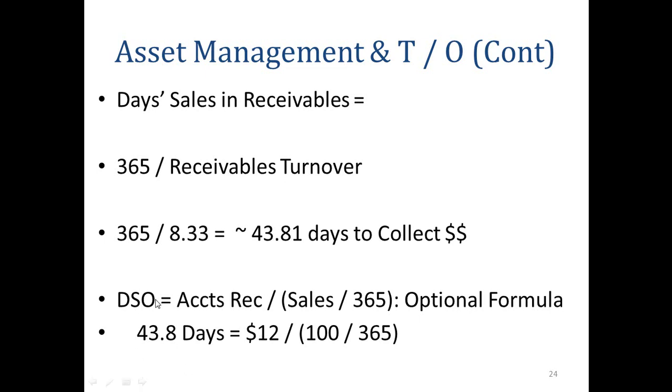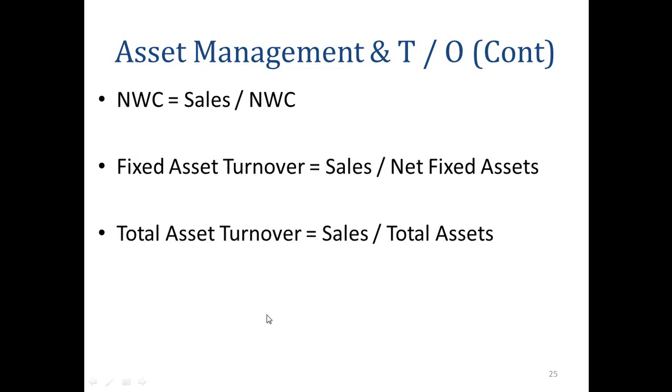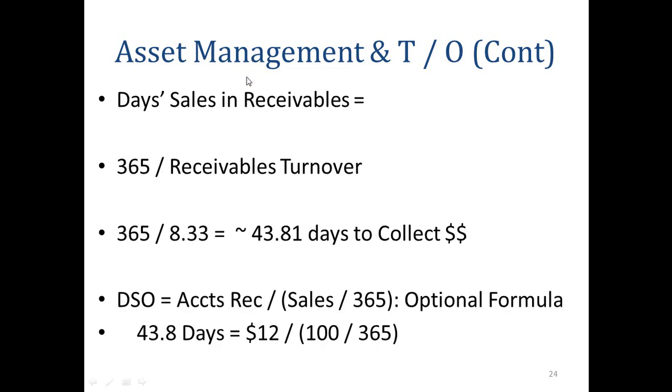If you use this formula, DSO equals accounts receivable over sales over 365, and you do the numbers, it works out the same way. So DSO is 43 days. That equals your accounts receivable, $12, over total sales revenue, 100, over 365 days. Both methods work. Again, you may see those in different books.